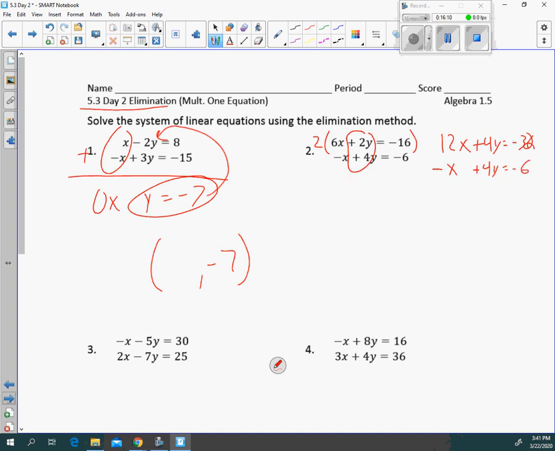Does anyone see any problem there? Do I have opposites? No, I have the same. So if I were to add down, I'd have 8y, not 0y, right? So it's okay if you pick to do that one. You're just going to have to multiply by -2. So that makes that negative, that makes that negative, that makes that positive. And then now is when you get your 0y, right? So you can solve for either variable. It doesn't matter which one you pick, okay?